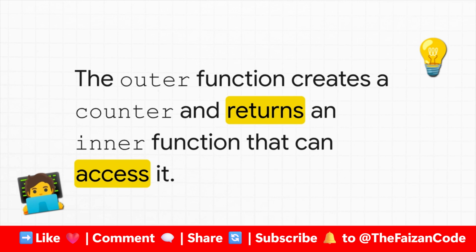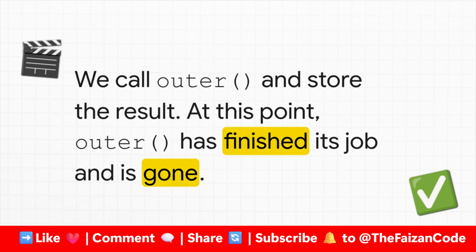All it does is add 1 to counter. But here's the kicker. Look at the last line. The outer function doesn't call inner, it returns it. It hands the entire inner function back as its result. Okay, so now we execute that line. We call outer, and we save whatever it returns into a new constant called count. And since we know outer returns the inner function, count is now basically a new name for our inner function.